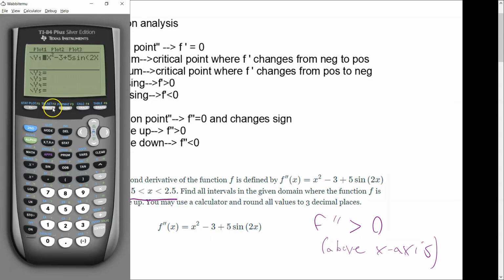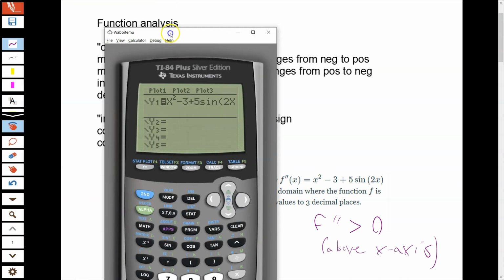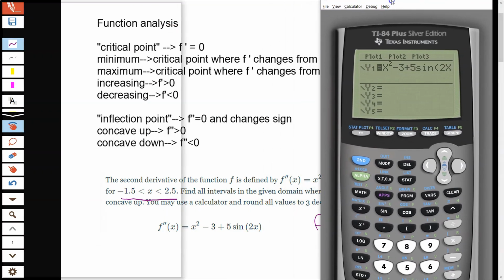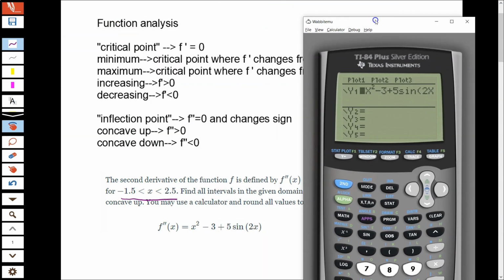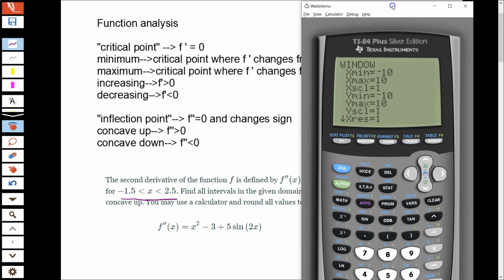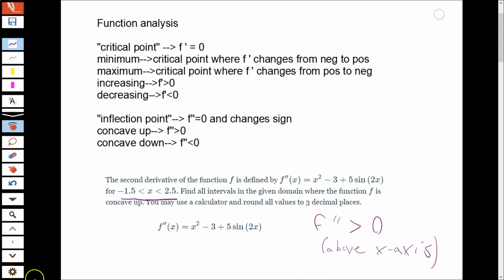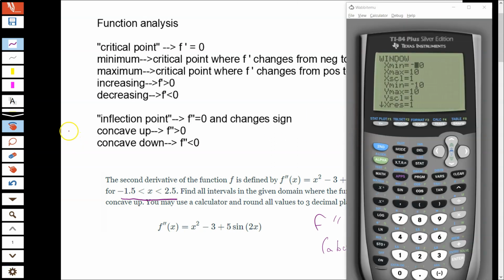To make this super clear, I'm going to change my graphing settings so that I'm only looking at that interval. I'm going to go to Window, which I'm sure you've seen previously in your math career. I'm going to adjust this so I'm only looking at this interval. From negative 1.5 is what I want my window to be for my x. So x min is negative 1.5. X max is going to be 2.5.